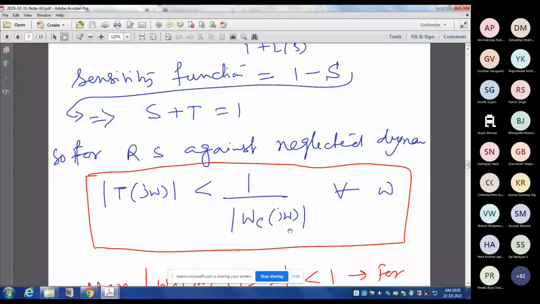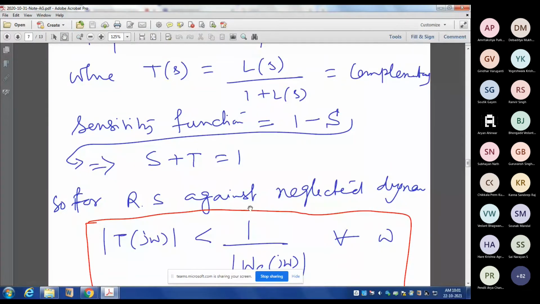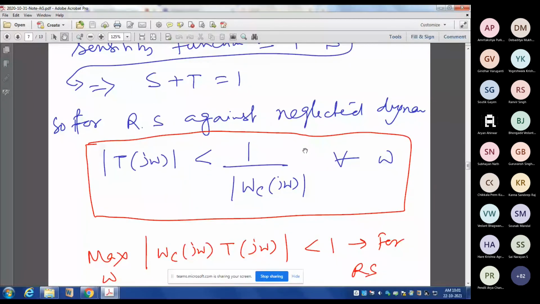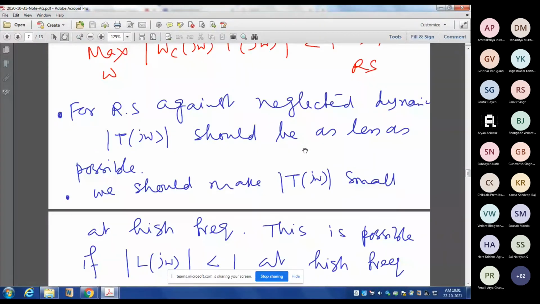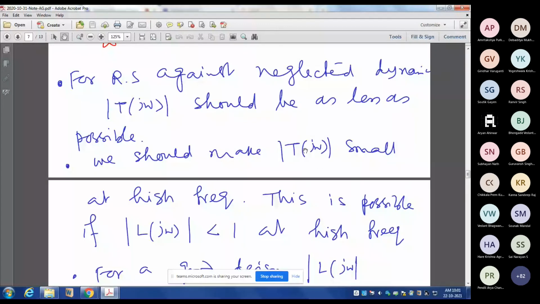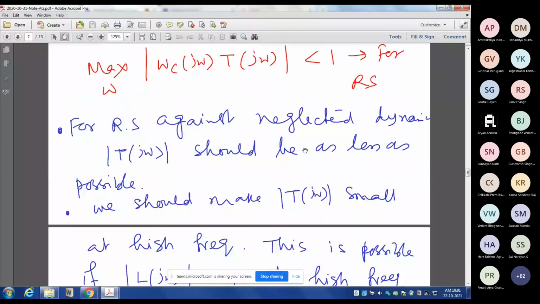Given a system, how to determine WC(jω) I have already said. And T(jω) depends only on your nominal plant and nominal controller, that is, T = GC by 1 + GC. So you can verify that easily. In fact, we will consider some examples. The main important fact is what I have pointed out here.